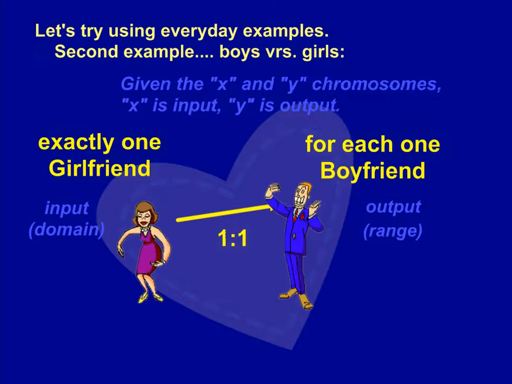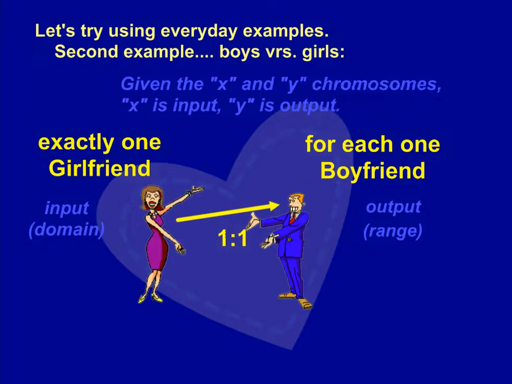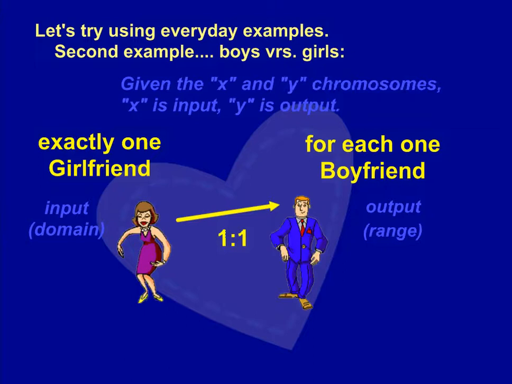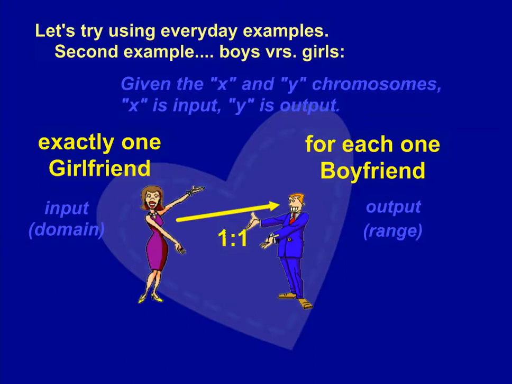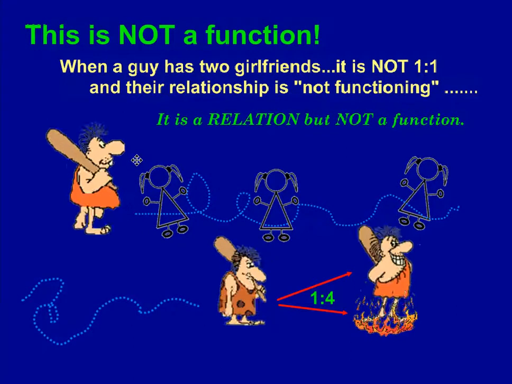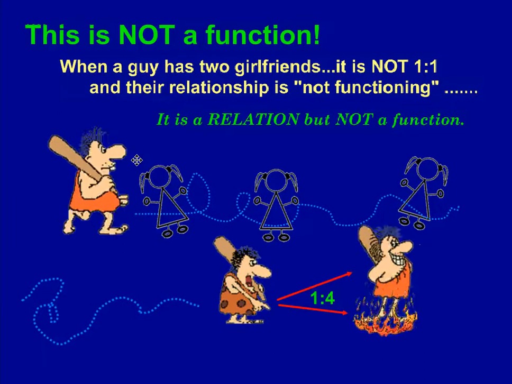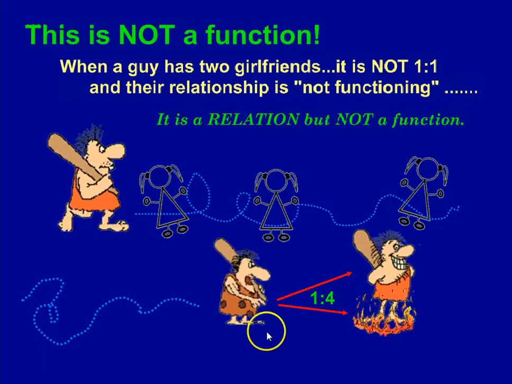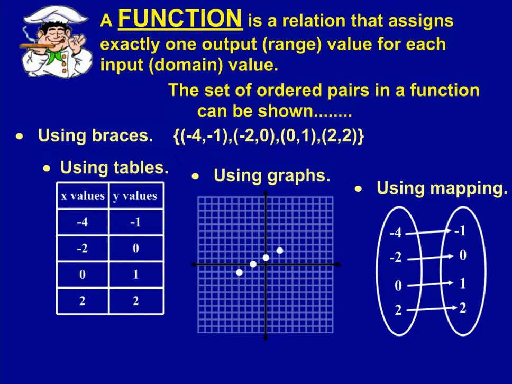Now let's try a different example. Boys versus girls. You should have exactly one girlfriend, and exactly one boyfriend, right? And if not, then that relation is not functioning. So let's look at this example. When a guy has two girlfriends, it's not one-to-one. That means that relation is not functioning. Now, in this one, you have 1 to 4. That means this relation will not function either. So a function is a relation that assigns exactly one output when you put in one input.